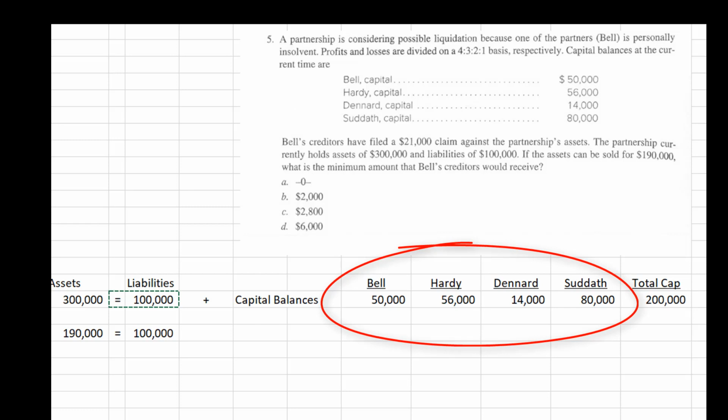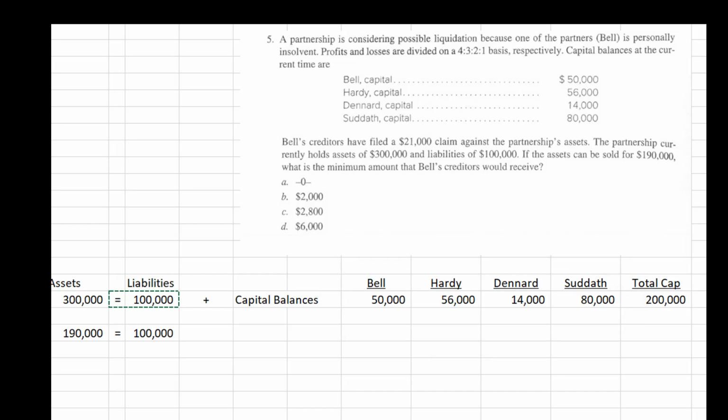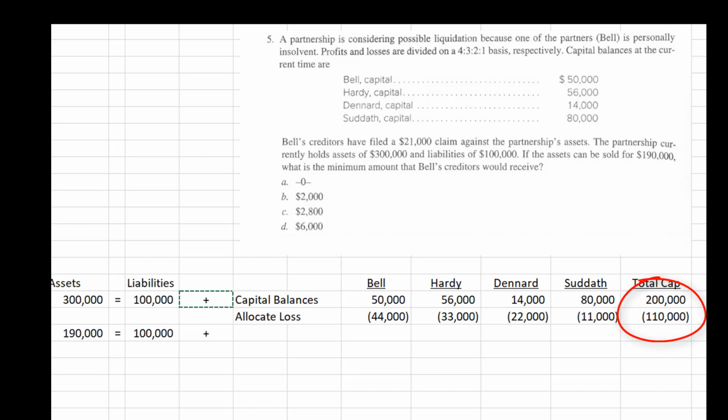We're not going to split it equally. That's not how they do things. We're going to allocate each person their share of the $110,000 loss. How do we know how much their share is? The question told us at the start of the problem. Bell has to take 4/10 of any loss. They tried to make the math easy for us. 110 times 0.4 is 44,000. Hardy has to take 30%. 3 times 11 is 33. So each partner's capital account will decrease. I totaled it up. You can see on the far right that I've allocated losses of 110.